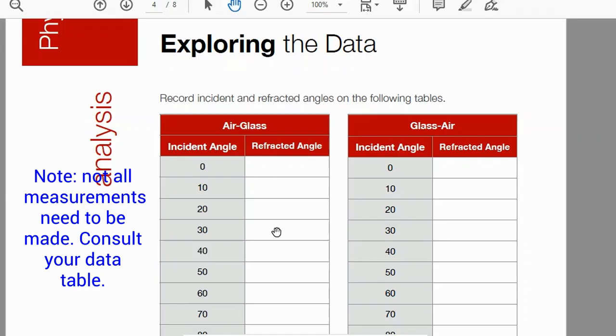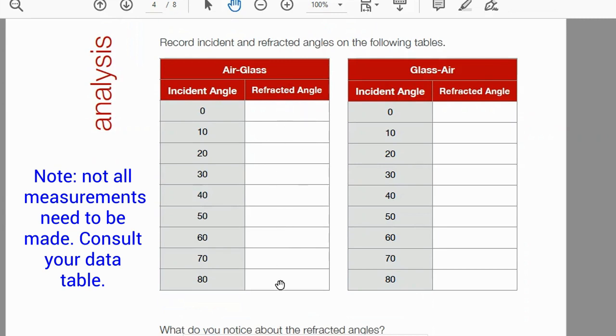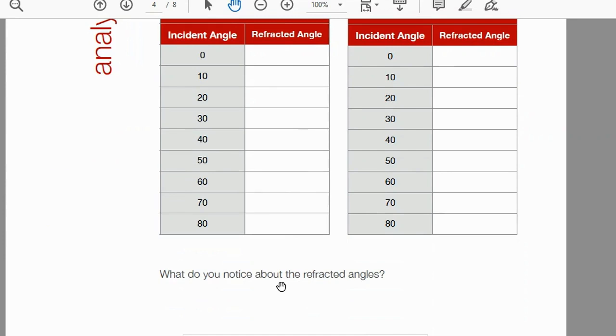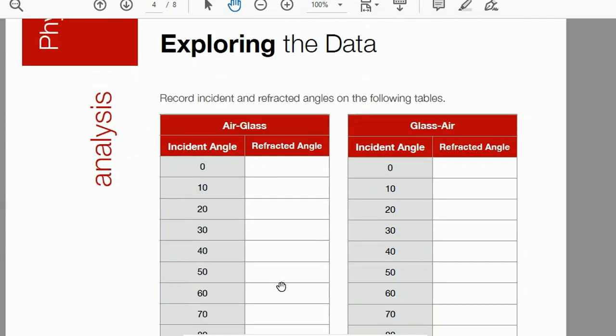Notice this data table. As you recorded the refracted angle, what do you notice about the trend in the refracted angles? Please do this analysis with a partner.